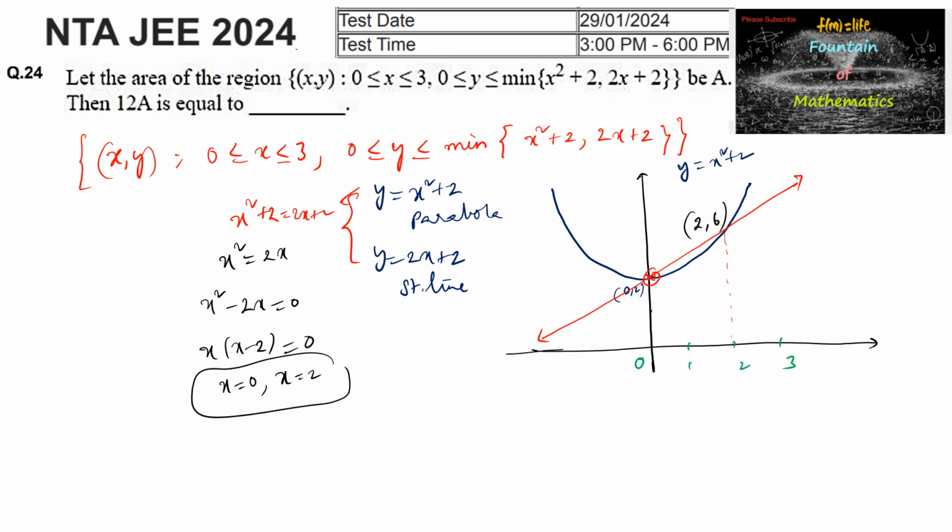And now x lies between 0 to 3. You can say that from 0 to 3, this is the line. So the graph can be given as the minimum of x squared plus 2 and 2x plus 2. From 0 to 2, the minimum is the parabola. So this is the graph we can shade. And again from 2 to 3, the straight line is the minimum. You can see that the parabola is going beyond the straight line, so the minimum is the straight line.